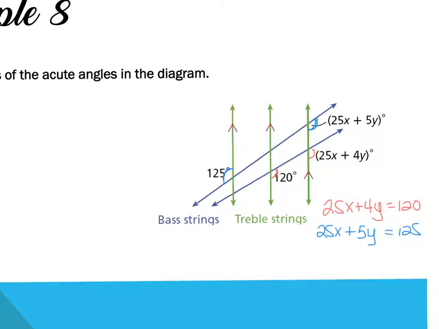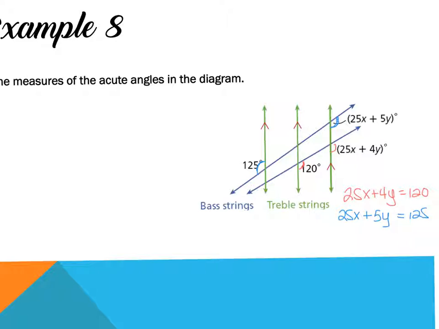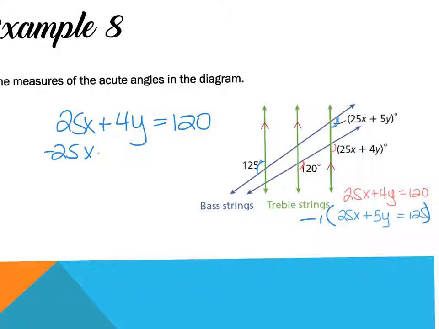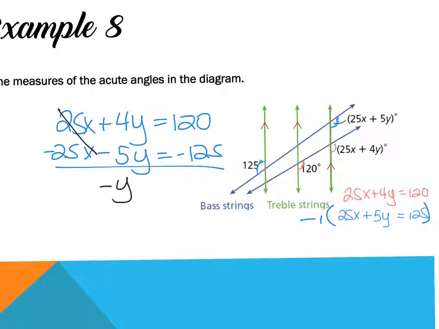And then I want to do the same thing with that system. I want to get one of my variables to cancel out. So 25x plus 4y equals 120. I can multiply that second one by a -1, negative 25x minus 5y equals negative 125. And then add them, and if you've done it correctly, one of your variables will cancel when you add, which is that first one. I get negative y equals -5, and 5 equals y, or y equals 5.